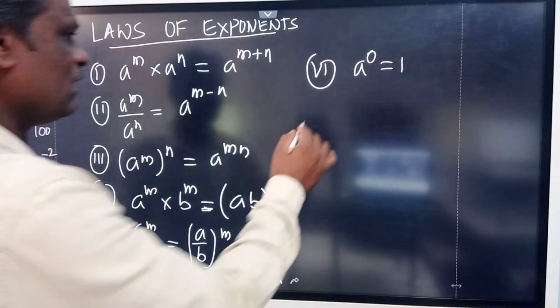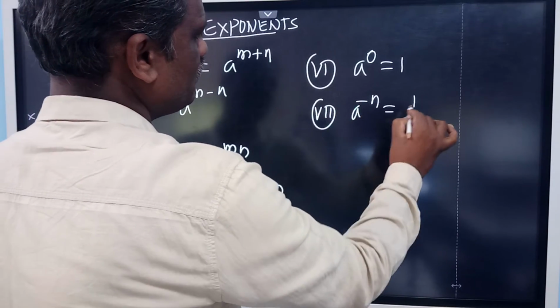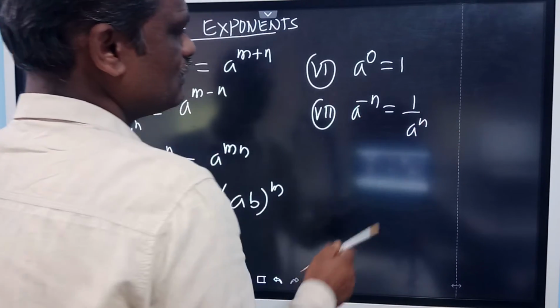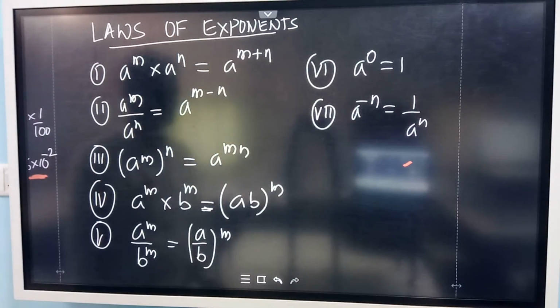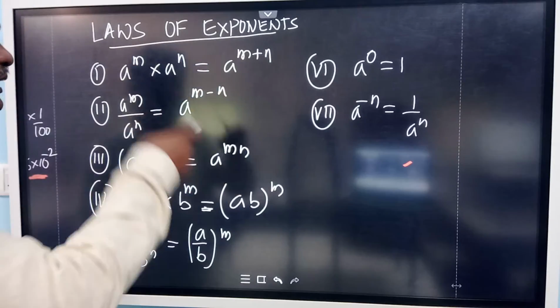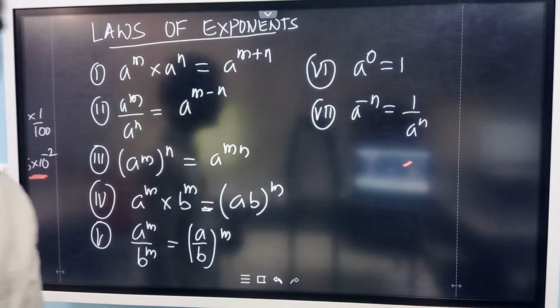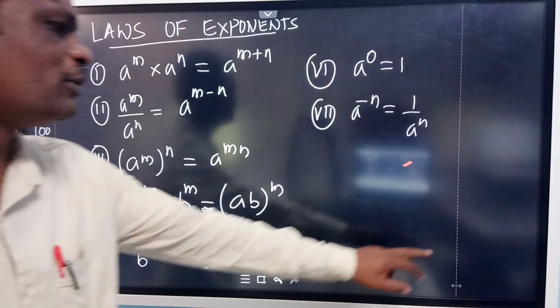So now what we just learned, that a to the power minus n means 1 divided by a to the power plus n, you can use this also as a law of exponents now. So you should remember all these formulas. Now let us work out some questions based on these laws of exponents.